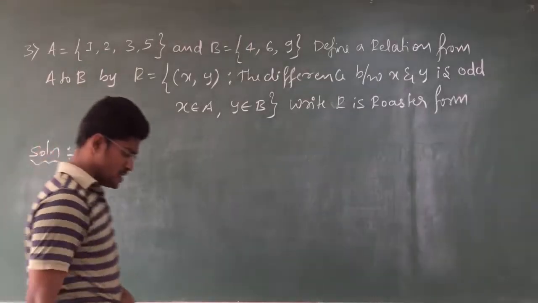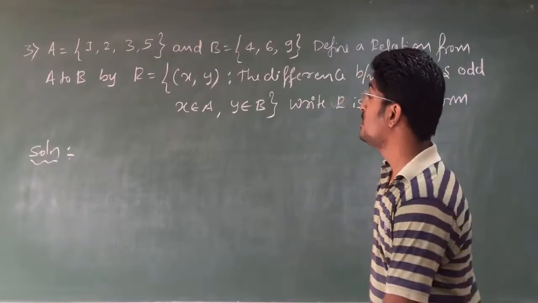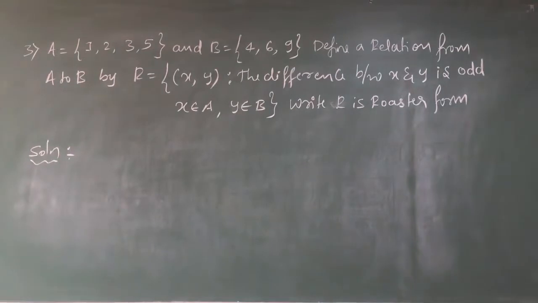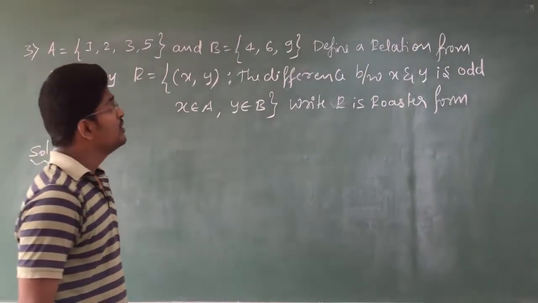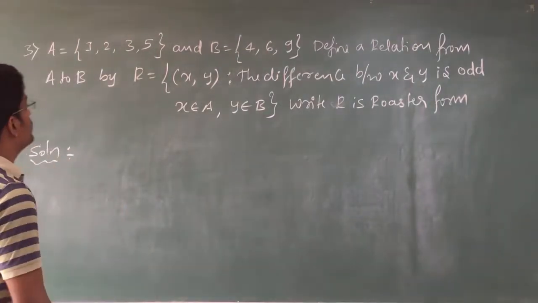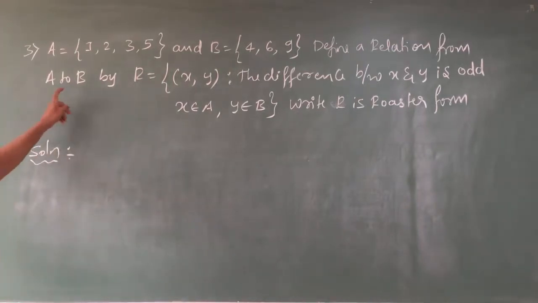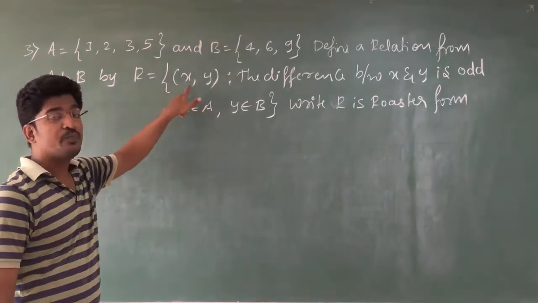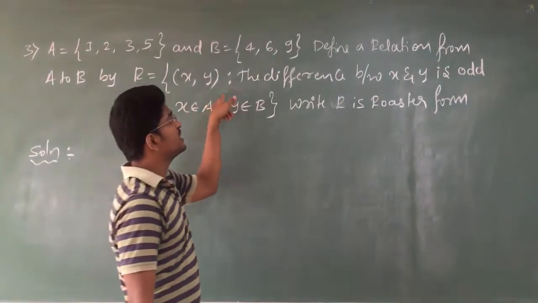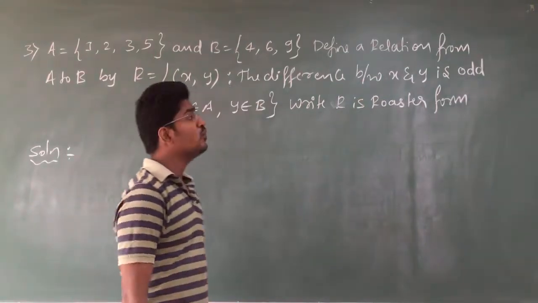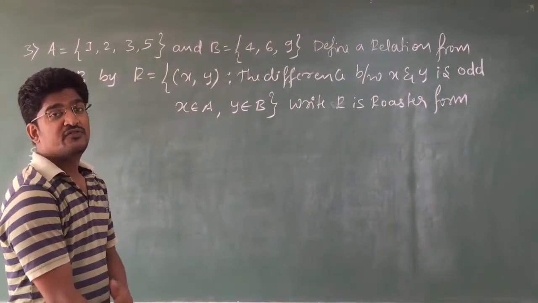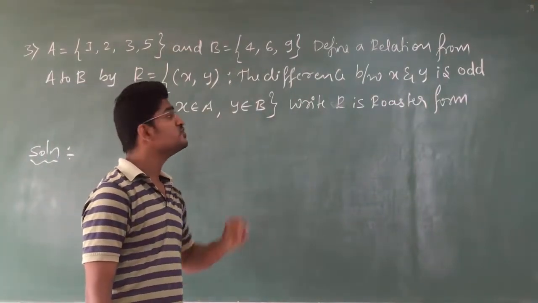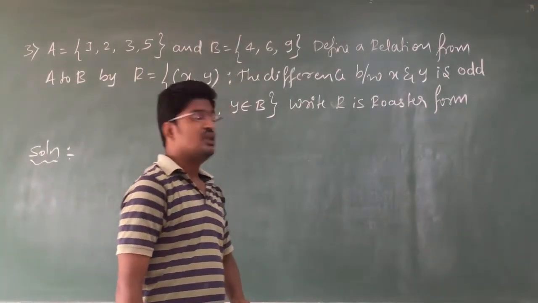Friends, see the third question, that is A equal to the set {1, 2, 3, 5} and B equal to the set {4, 6, 9}. Define a relation from A to B by R equal to the set of ordered pairs (x, y) such that the difference between x and y is odd. The difference between x and y is odd. x belongs to A, y belongs to B. Write the R in roster form.